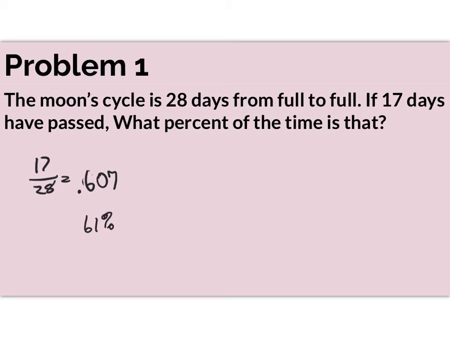I know I'm going kind of quickly through these, but I showed in the last couple videos how to turn a decimal into a percent. So I'm just going to shoot through that. So 17 days is 61% of the moon cycle.